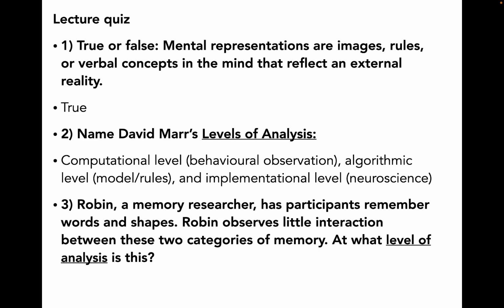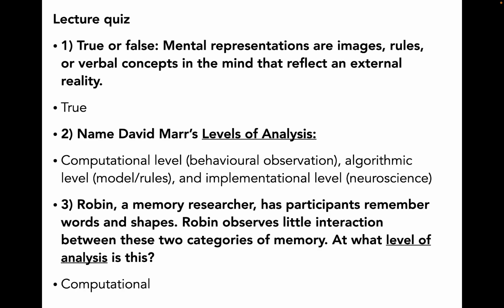Okay, question 3, and this is the dreaded application question. I love to ask questions like this. Robin, a memory researcher, has participants remember words and shapes. Robin observes little interaction between these 2 categories of memory. At what level of analysis is Robin studying memory at? Okay, so Robin's running some sort of experiment, and participants are having to remember words and shapes, and he observes that they're able to do this without these 2 memories interacting or interfering with each other. Okay, at what level of analysis is Robin examining memory at?